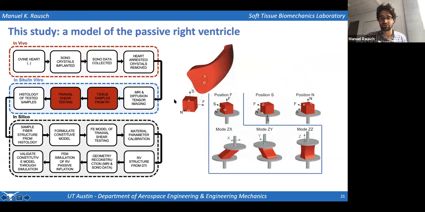Once we're done with this, we transport the heart into my lab, and we cut out small tissue sections between 5 and 10 millimeters in edge length. We glue them onto little pin stubs and then do simple shear experiments. So we basically have 2 pin stubs, and we shear them, and we measure with a triaxial force sensor the forces in all 3 directions.